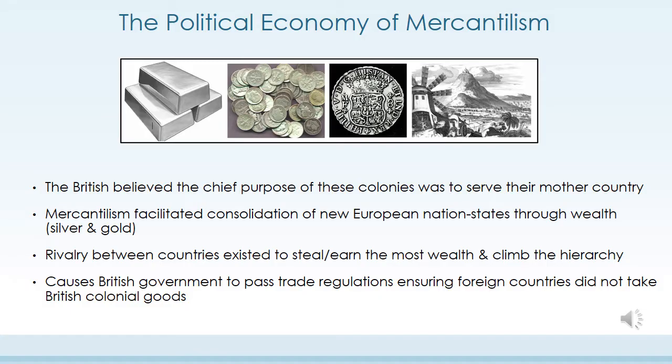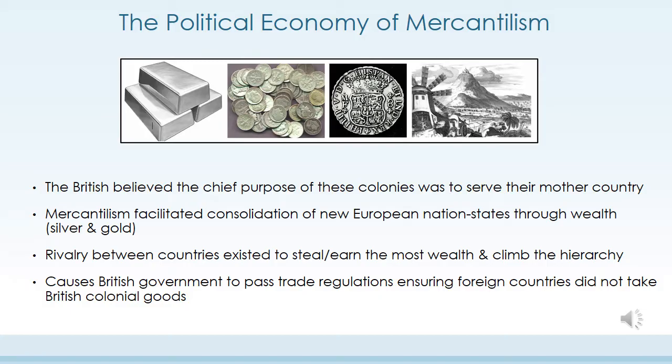And because there was a finite amount of gold and silver in the world, the nations would try to capture and take a share of other nations' money in order to improve their own standing in the hierarchy of countries. Therefore, mercantilism is really the heart of this cutthroat rivalry between the nations in the colonial time period.